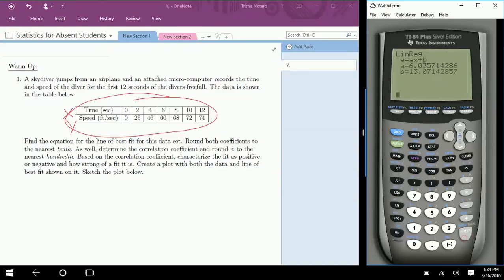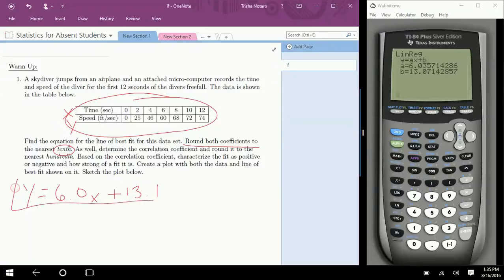So you press enter, and you press enter again, and as you see, it says y equals ax plus b, where a is 6.035, and so on, and b is 13.07, and so on. We want to round both of these coefficients to the nearest tenth. So we're going to write y equals 6.0x plus 13, and we're going to round up, so 0.1. And that is our linear equation.